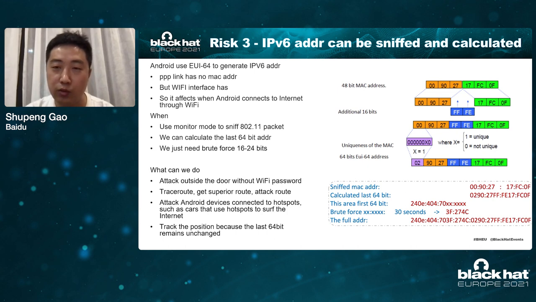Risk 3 is only affected on Android too, because Android uses EUI-64 to generate IPv6 addresses. So when Android devices connect to the internet through Wi-Fi, we just need to brute force 16 to 24 bits and then get the full address.